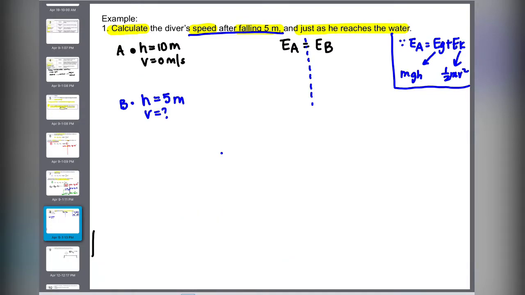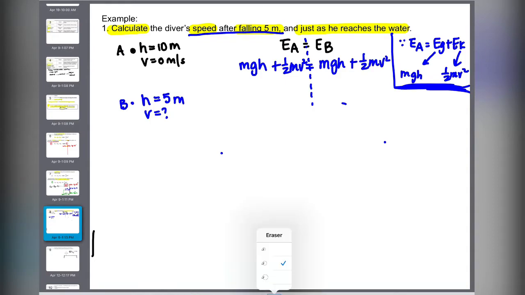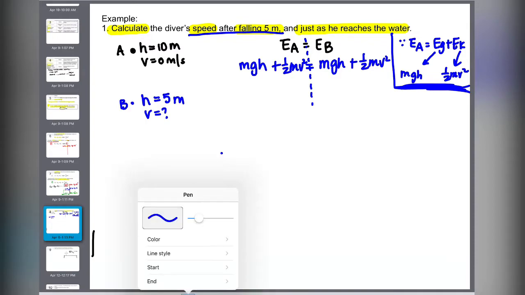Okay, so I know EA equals EB, and because of what we wrote at the side here, I know that EA is also mgh plus 1/2 mv squared, and that equals mgh plus 1/2 mv squared, because the potential energy and the kinetic energy add to the total energy. So this is where I'm starting. I will need you to write this one down. So 1 mark for writing out EA equals EB. 1 mark for telling me that each of the total energies is always potential plus kinetic.